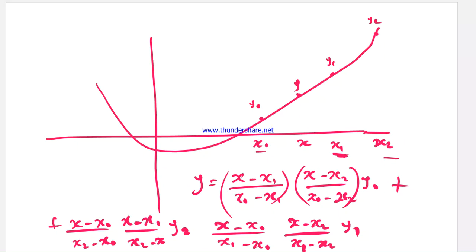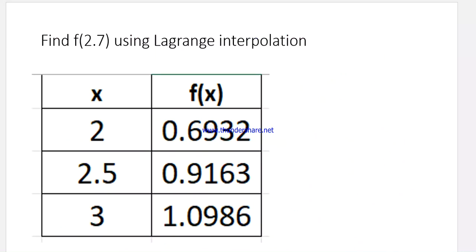So let's look at an example here. We are looking for the point 2.7. We are trying to find y at 2.7 using Lagrange interpolation. So we know this is our x naught, this is our x1, and this is our x2. So we are looking for x here. The x is here, which is 2.7 we are looking for, and that corresponds to our y. So when we look at this, we have our y naught here, y1 and y2.